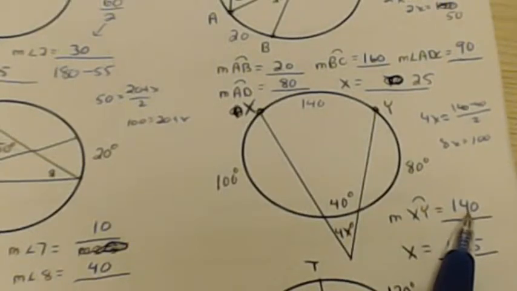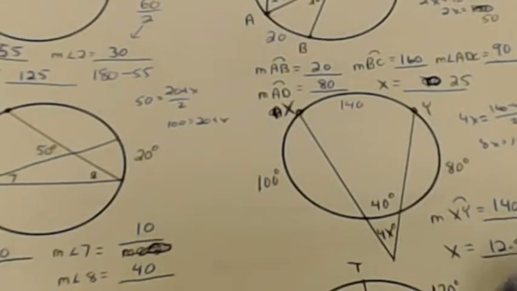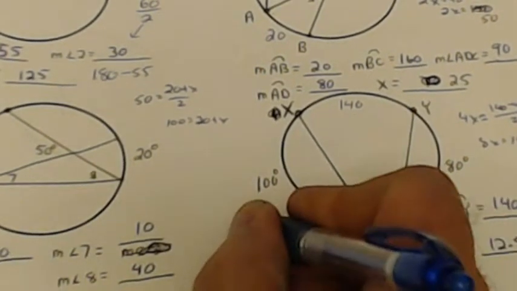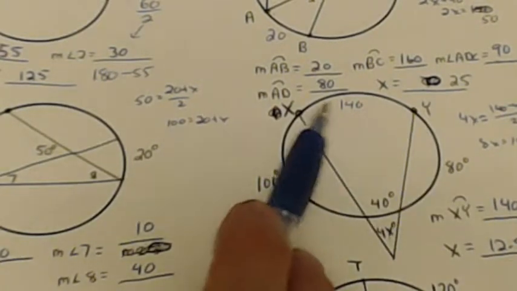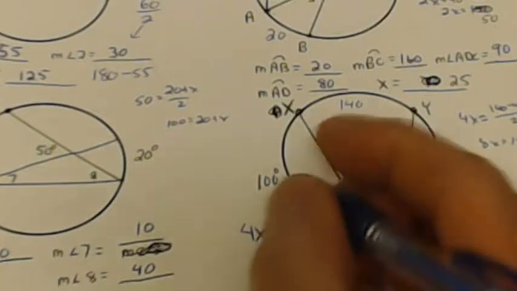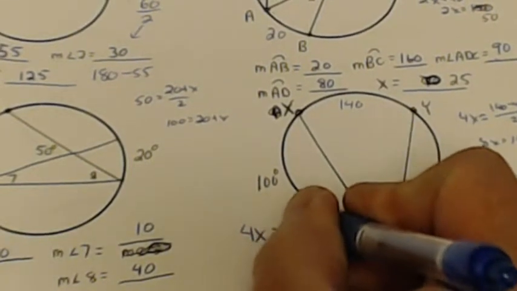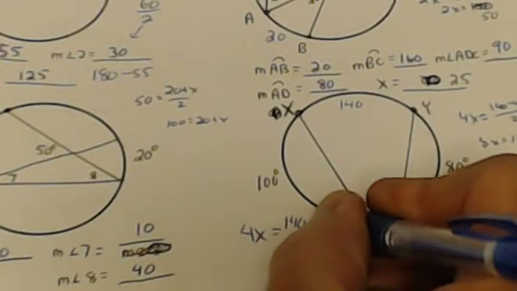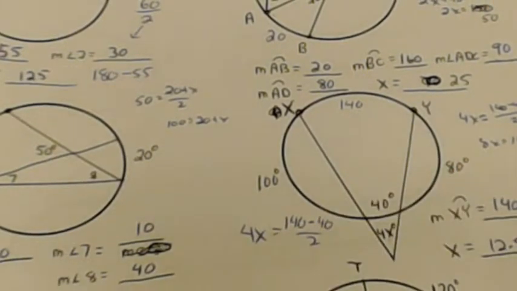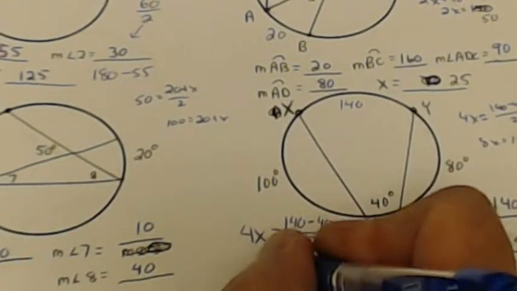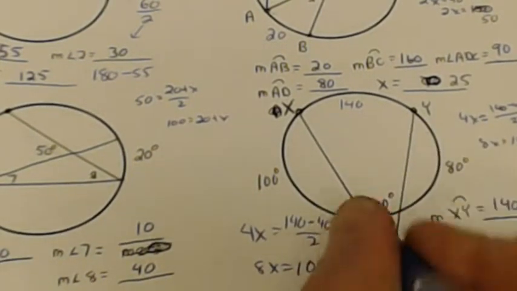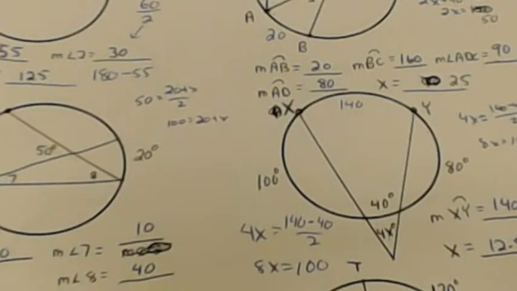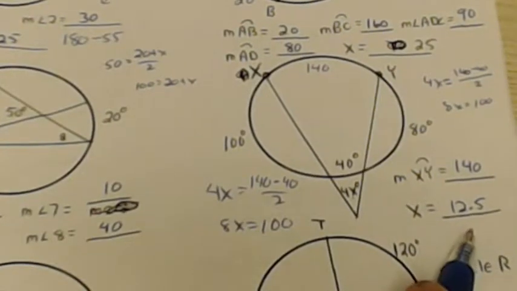Now if I form the equation, and I'm going to write it again so it's a little more clear, write it right here. The equation would be that the angle for x is equal to the arcs subtracted over 2. That's 140 minus 40 over 2. If we multiply by 2, we'll get 8x equals, and then 140 minus 40 is 100. If we divide then by 8, we'll get our answer. X is 12.5.